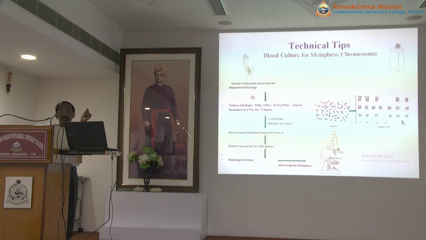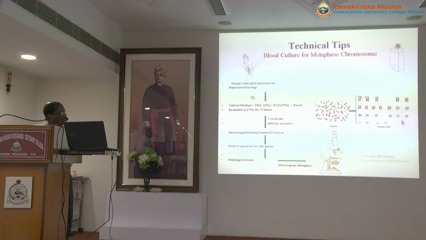And we put phytohemagglutinin 2% and FCS 15%. The question is why? Our peripheral blood cells generally don't divide. In the normal course, peripheral blood doesn't divide. But if at all our peripheral blood divides, that is a cancer cell, blood cancer. Others will not divide. So to make the blood cells undergo cell division, we force them to divide.